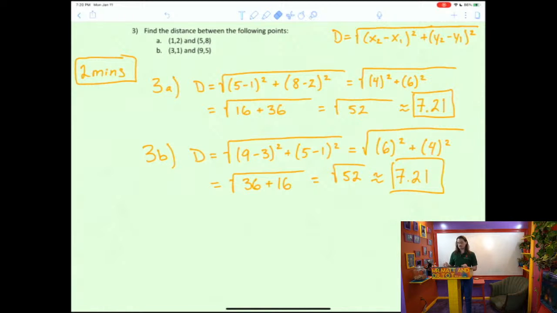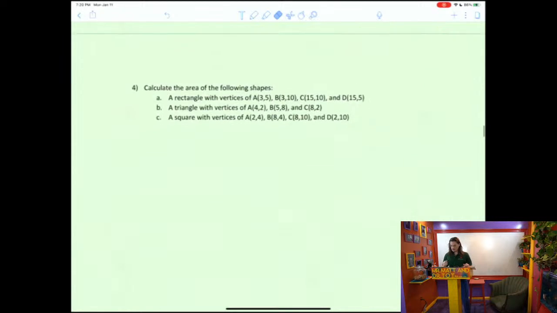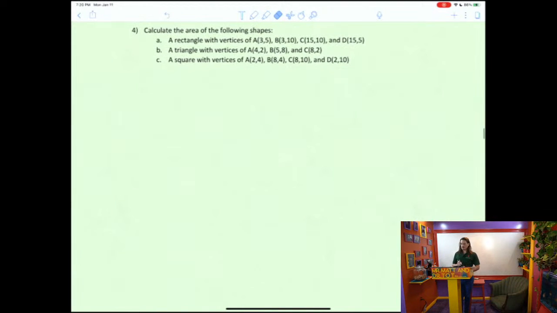If you have any questions, then please let me know. You do need to memorize the distance and midpoint formulas unless your teacher explicitly says that he or she is going to give them to you on the exam. Let's look at question 4.